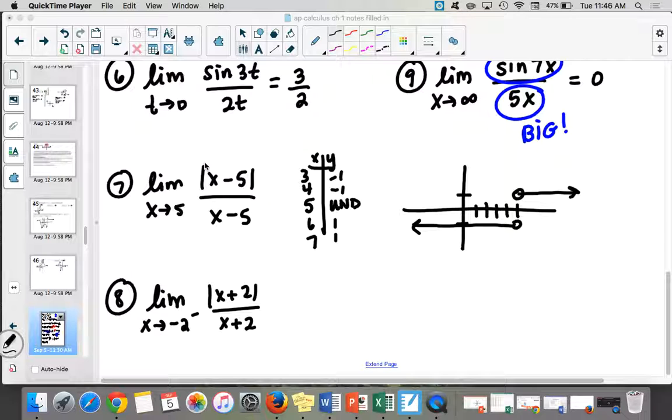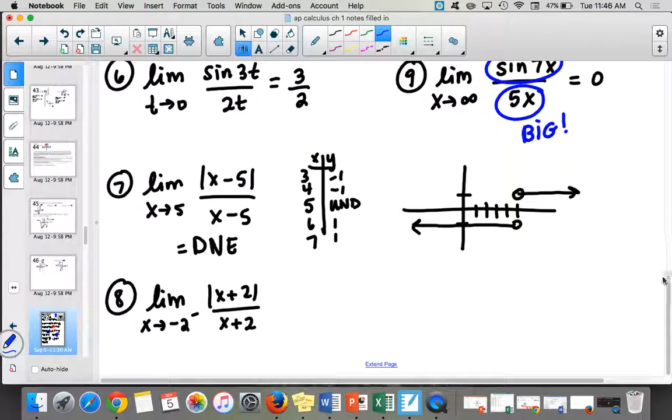So what do we think? The limit as x goes to 5 in general does not exist because as we trace from the left and the right, the right side goes to 1, but the left side goes to -1. So this would be d and e. But what if I had 5 from the left? What would I put? -1, exactly. And 5 from the right? 1, exactly.